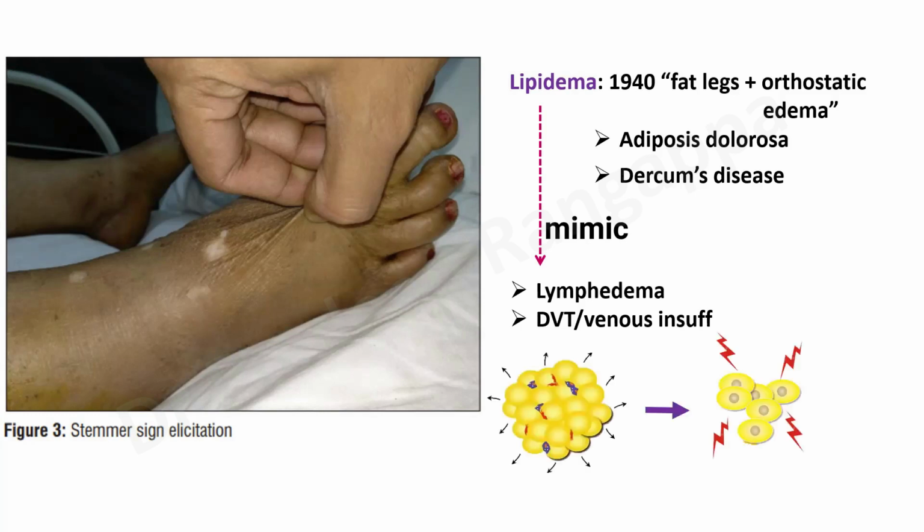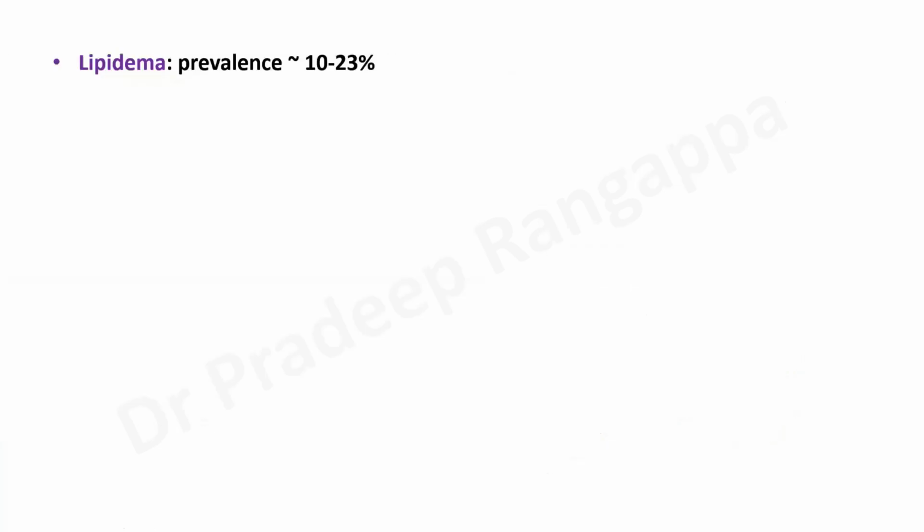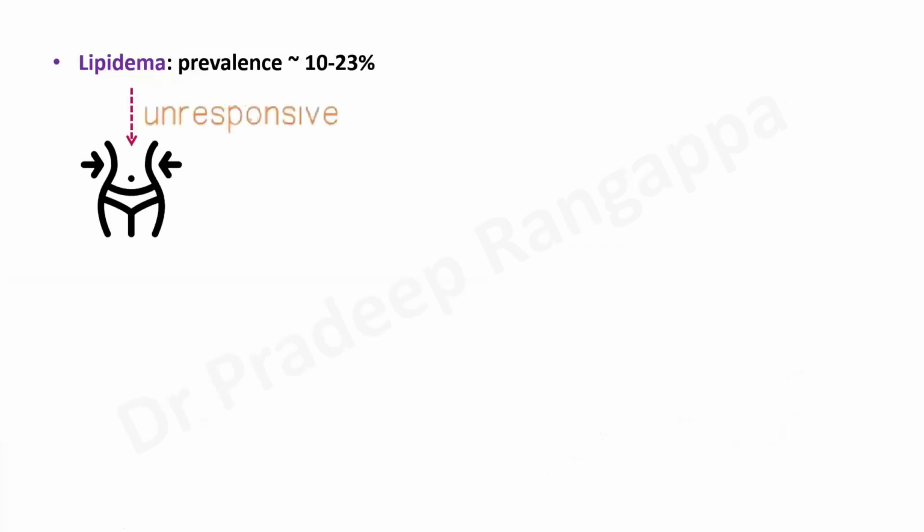And the reason for lipedema is the adipocytes. These are the adipocytes. They release a lot of adipokines, which leads to a lot of platelet aggregation and activation of platelets. Which means if someone has lipedema, they are at high risk of developing venous or arterial thrombosis, because a lot of adipokines are released and platelets become very sticky, and that is the hallmark of this condition. The prevalence of lipedema is 10 to 23%, and unfortunately it is unresponsive to weight loss, because even if they lose weight, the fat around the legs continues to remain. Maybe surgical interventions, I'm not sure, may be the answer.